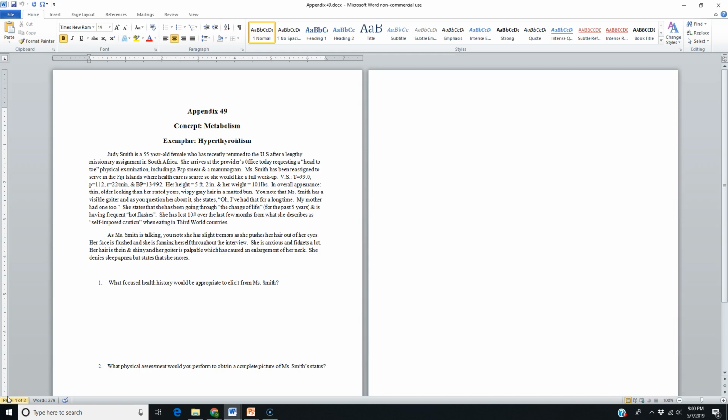As Miss Smith is talking, you note she has a slight tremor as she pushes her hair out of her eyes. Her face is flushed and she is fanning herself throughout the interview. She is anxious and fidgets a lot, and her hair is thin and shiny, and her goiter is palpable, which has caused an enlargement of her neck. She denies sleep apnea but states that she snores. So it's obvious that she is a patient with hyperthyroidism, and she's got pretty much all the signs and symptoms and manifestations that we've been talking about.